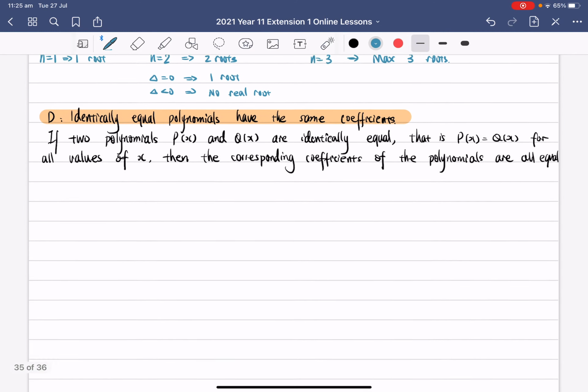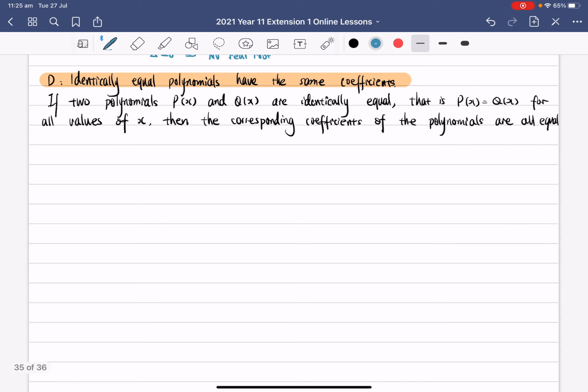All right, so the next one. Identically equal polynomials have the same coefficients. If you check the textbook, I actually skip some of the properties which I find are not important, so I'm only including the important properties of polynomials. If two polynomials P(x) and Q(x) are identically equal, that is, P(x) is equal to Q(x) for all values of x, then the corresponding coefficients of the polynomials are equal to each other.